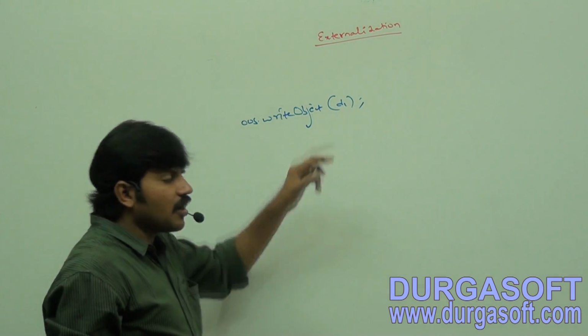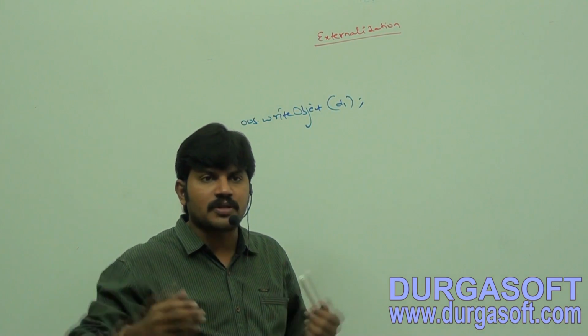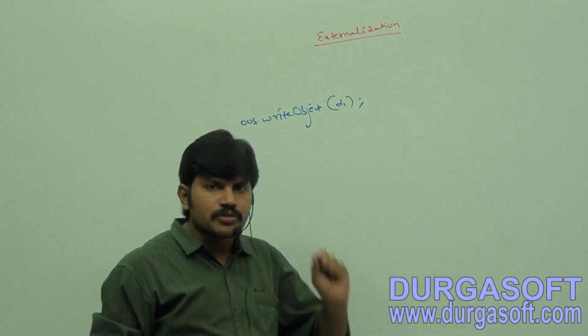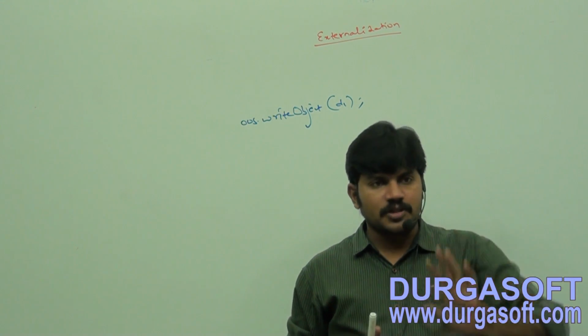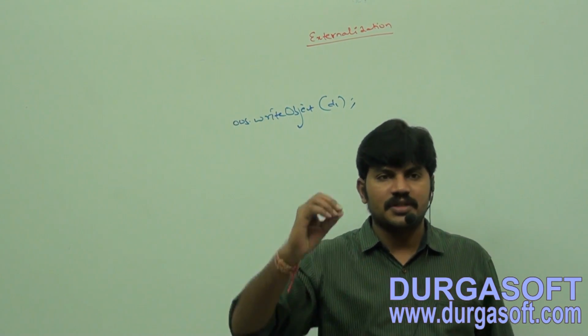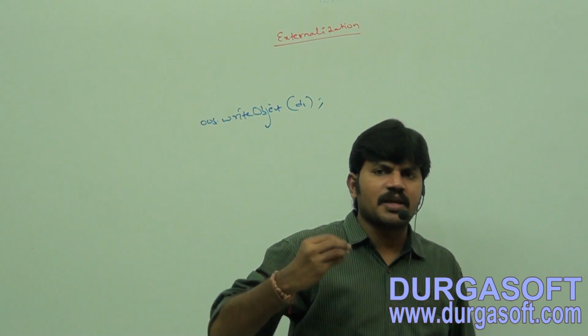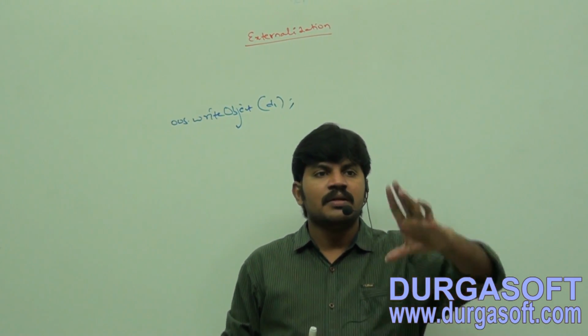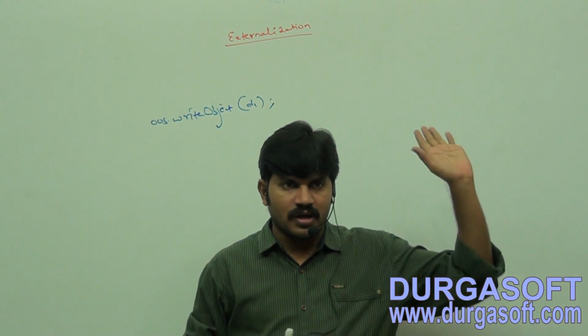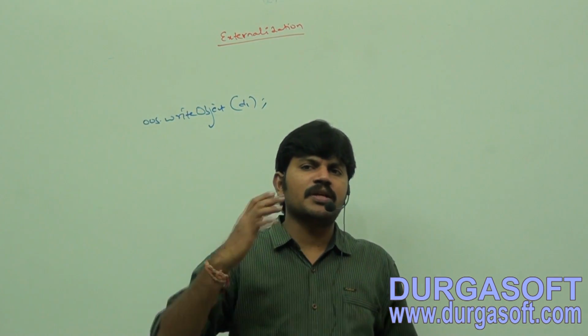Sir, this object may contain 1000 variables or 2000 variables. All those values are written to the file by the JVM. In serialization, everything is taken care of by the JVM. The programmer doesn't have any control. Are you getting that? Okay, everything is taken care of by the JVM.